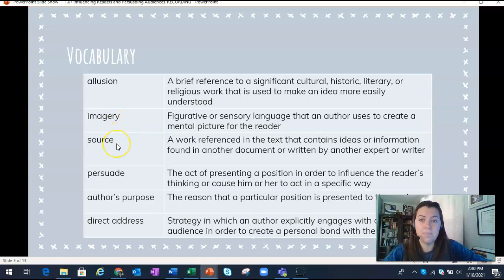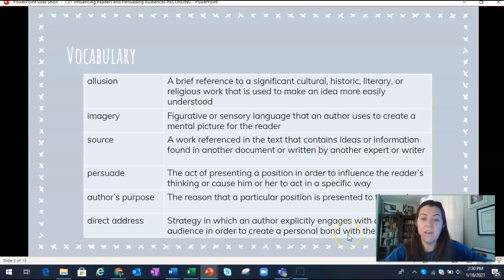Imagery is figurative or sensory language that an author uses to create a mental picture for the reader. A source is any work that's referenced in the text that contains ideas or information that's found in another document or that's written by another expert or writer. Persuade, we all know what persuade means. This is the act of presenting a position in order to influence the reader's thinking or cause him or her to act in a specific way.